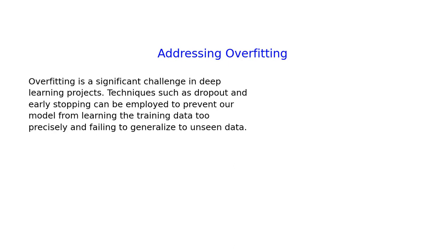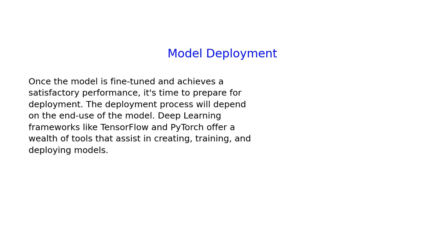Overfitting is a significant challenge in deep learning projects. Techniques such as dropout and early stopping can be employed to prevent our model from learning the training data too precisely and failing to generalize to unseen data. Once the model is fine-tuned and achieves a satisfactory performance, it's time to prepare for deployment. The deployment process will depend on the end use of the model.